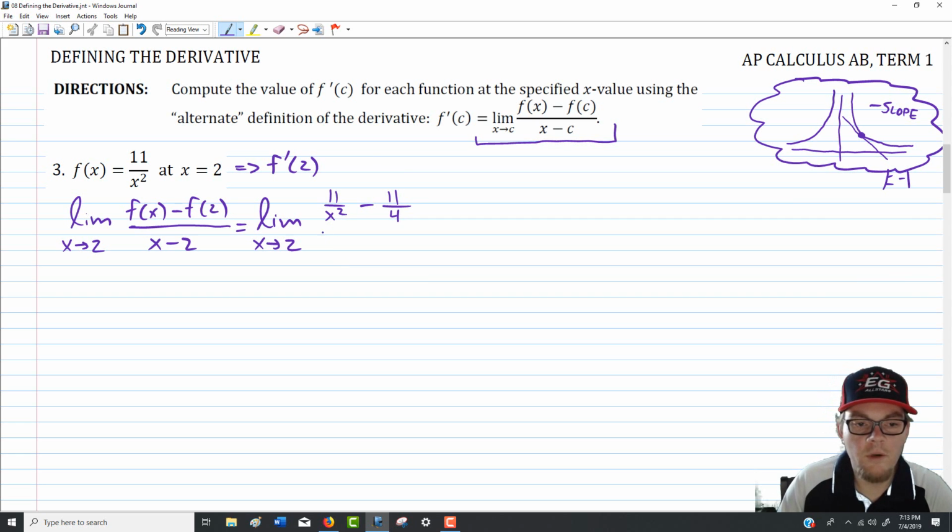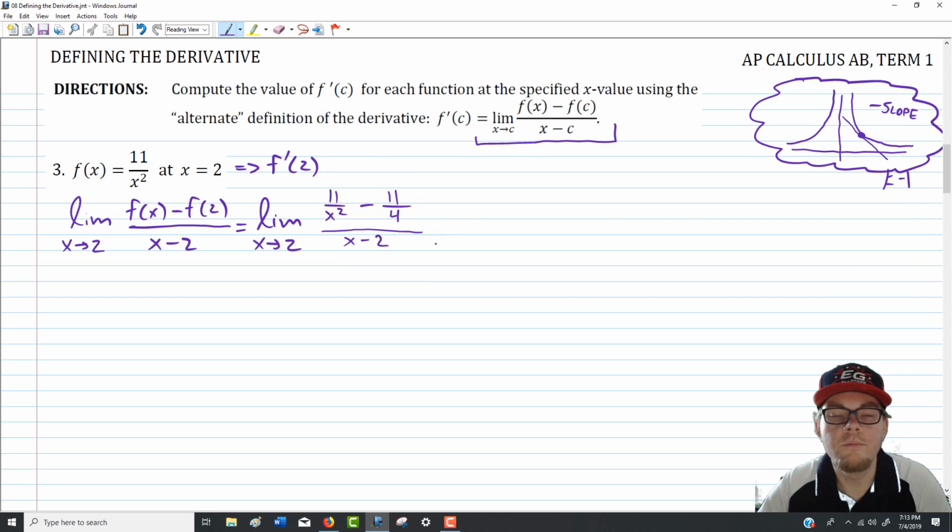And I'm going to save myself a little bit of writing here. All this will be over x minus 2. Now, as I look at this expression, it doesn't look like it's ready-made to simplify for me. So I'm going to have to find some common denominator and stuff. So I'm going to multiply up and down by 4. I'm going to multiply up and down by x squared.